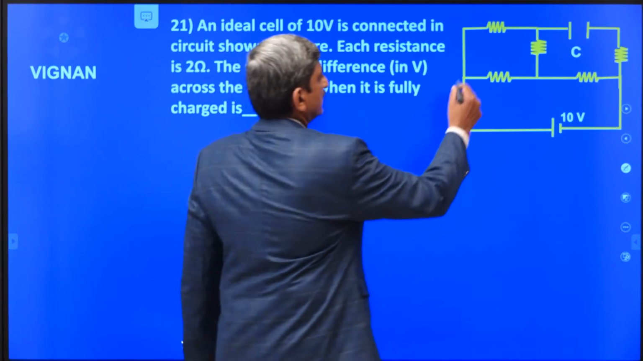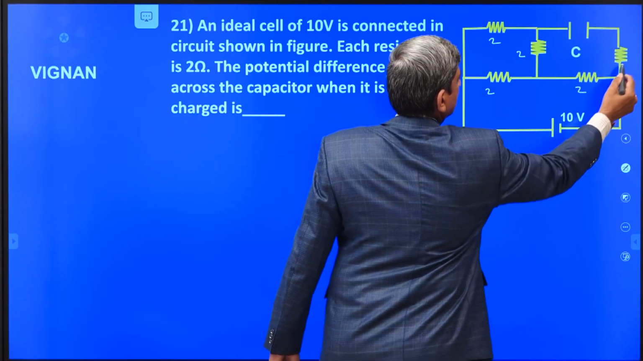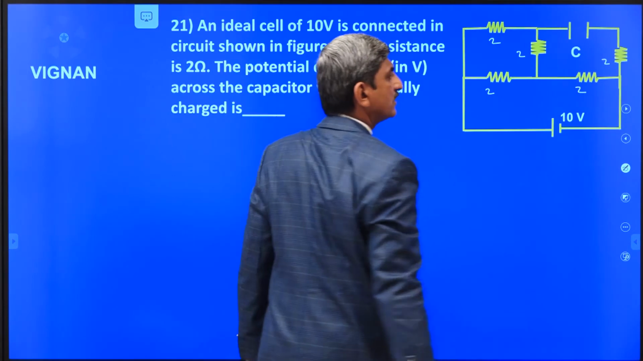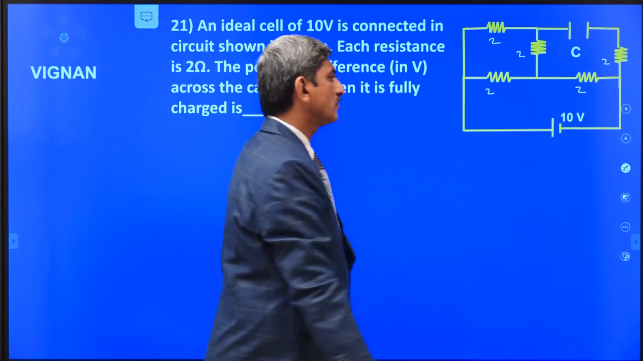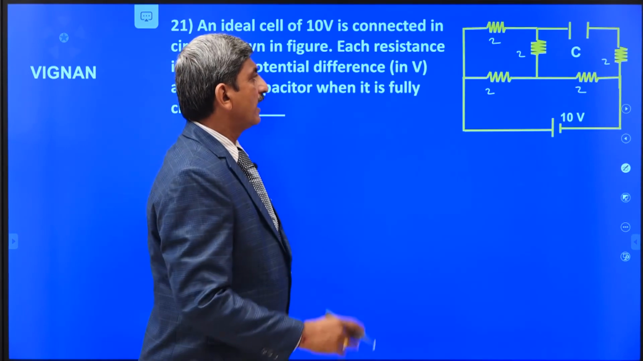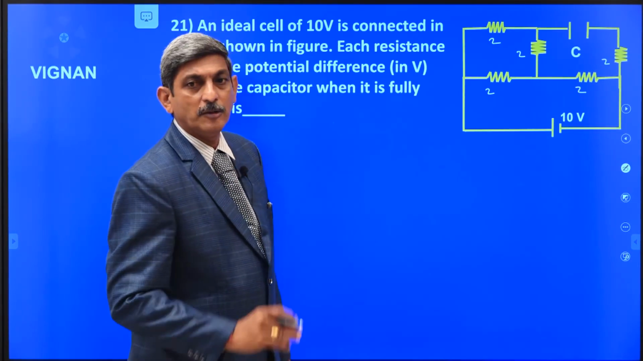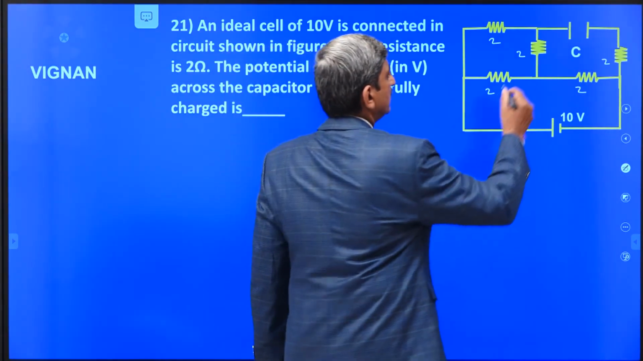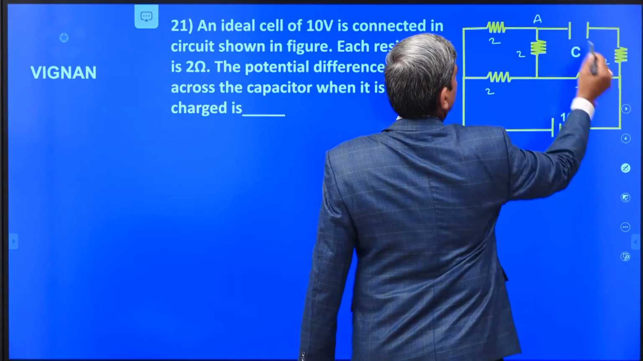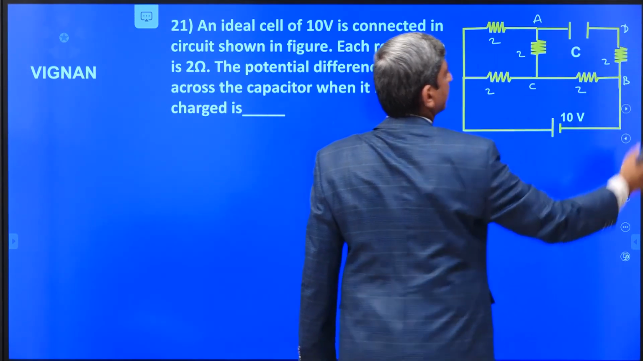Here, resistors are there in the circuit. The resistance of each resistor is 2 ohms, and a battery is connected whose voltage is equal to 10 volts. When the capacitor is fully charged, we want to determine the potential difference across the capacitor. For that, let us take these points as A, B, C, D.